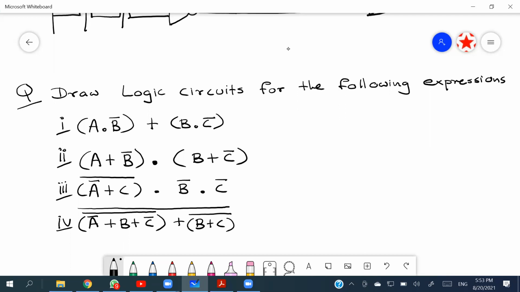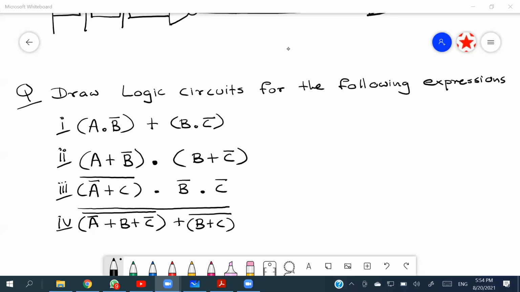I'm going to give you 3 minutes to complete the first circuit, right? It's 5:53 now, so by 5:56 I'm going to draw the first circuit. If you need more time, you can ask, but try your best to complete within 3 minutes. Only the first part. Likewise, you can continue.